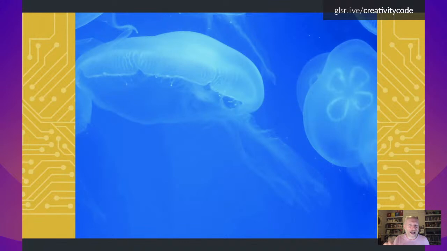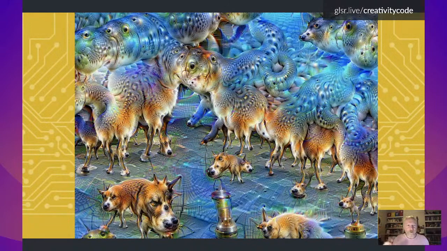And so they decided to reverse the process, give it a rather amorphous image, like this image of a load of jellyfish, and then just say, okay, what do you see here? Just accentuate anything you see. So they fed this in over and over again. And after doing this several times, this is the kind of strange psychedelic image that appeared. So it helps us to understand what the AI is seeing and what it's learnt on.